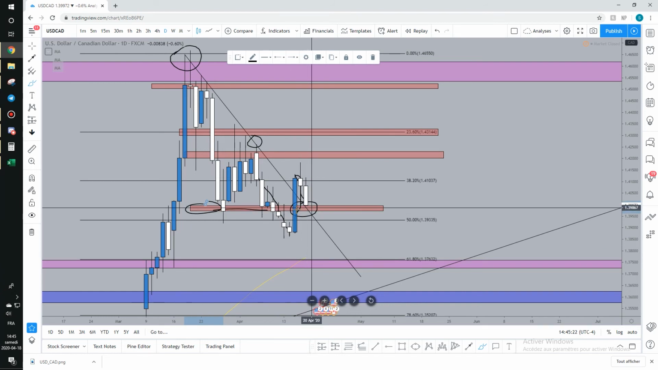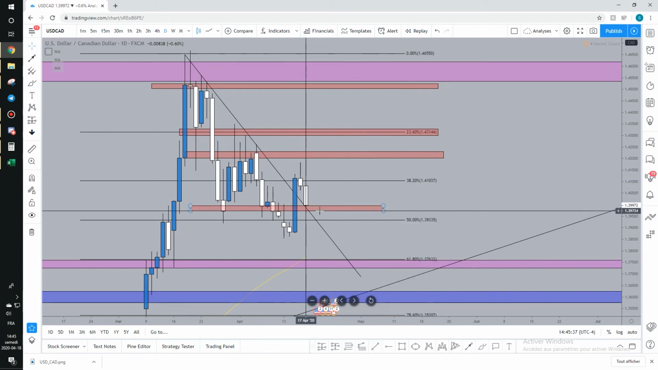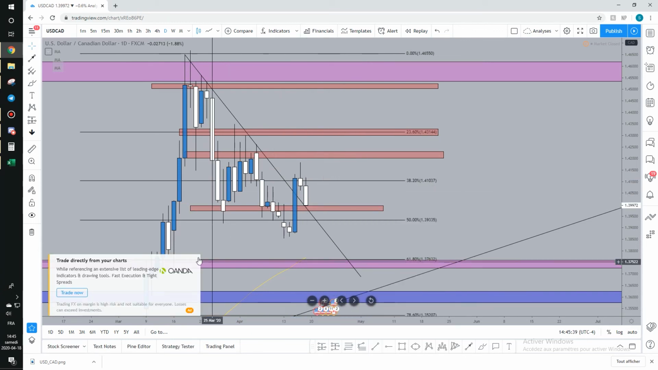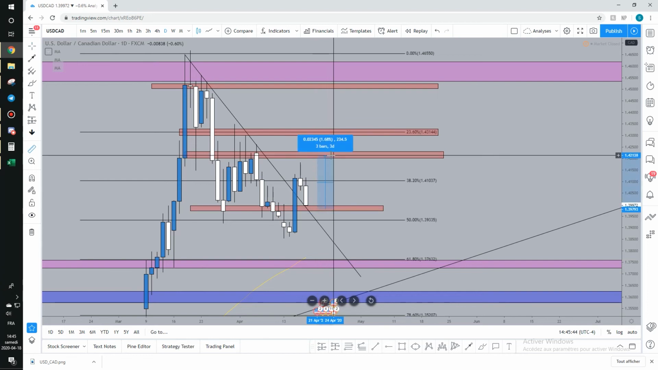So here, if there's a buy signal around this zone, I will for sure take the trade, because we can still make a lot of pips on the base of this move. As you can see, if we are making the head and shoulders, our first target will be the first zone here, which is 230 pips.